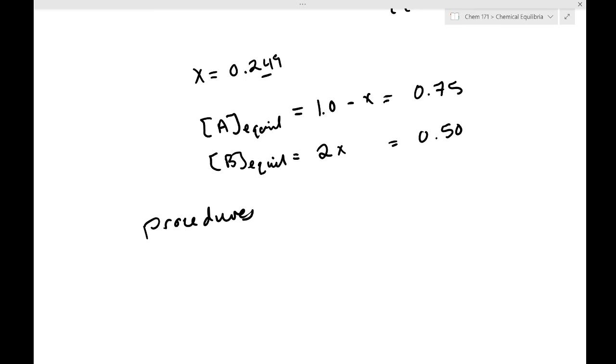There are more procedures and examples of this on page 696. So I recommend that you guys go through those examples.